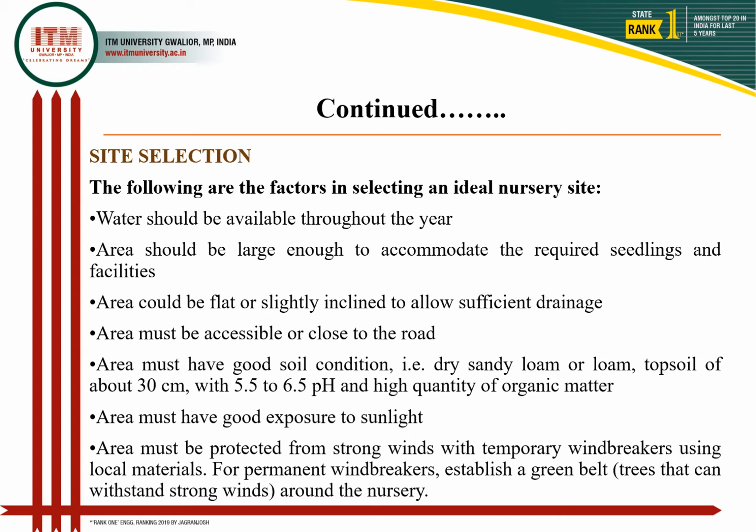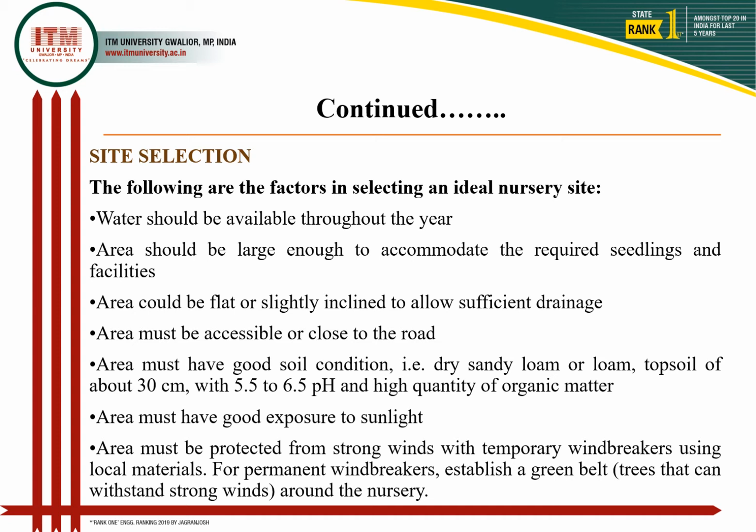Dry sandy loam or loam topsoil of about 30 centimeters is always good, and with 5.5 to 6.5 pH, high quality organic matter is always important. This slightly acidic soil is always preferred because above that, salinity is harmful for the planting materials, and if it goes below, it will be too acidic and make some nutrients not available for the plants.